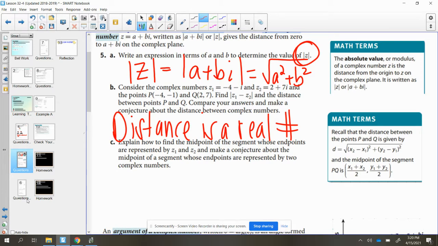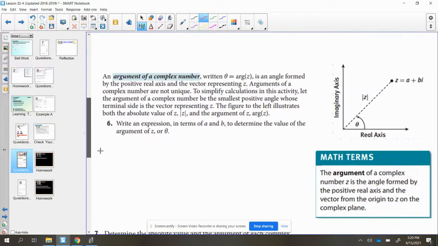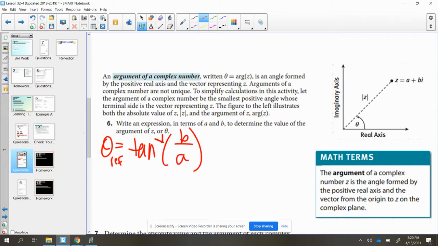Okay. Now at the top of the next page, on page 456, you see the idea of an argument. Notice it's written as a theta measure. The argument, again, is an angle measure formed with our positive real axis, and again, kind of moving around the coordinates. So to find that reference angle, theta value, we're looking for tan inverse of b over a. Okay, tangent is our friend.